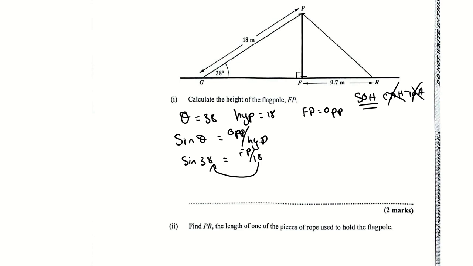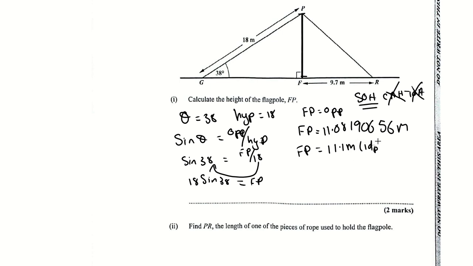Okay? When you put this in your calculator, if I carry across and divide, I get 18 sine 38 is equal to FP. So FP would be equal to 11.0819056 meters. But again, for CSEC the standard is 1 decimal place, so it'll be 11.1 meters to 1 decimal place. Alright, and that is your answer for this one. Does everyone understand this question?